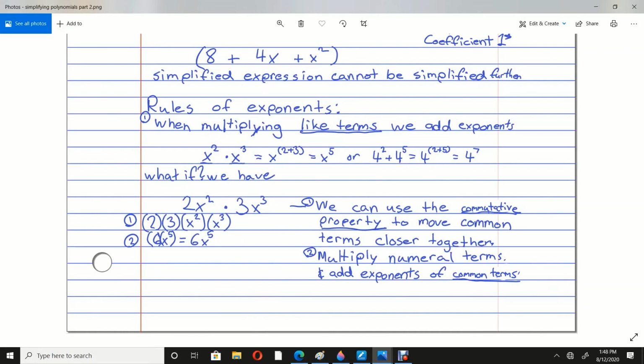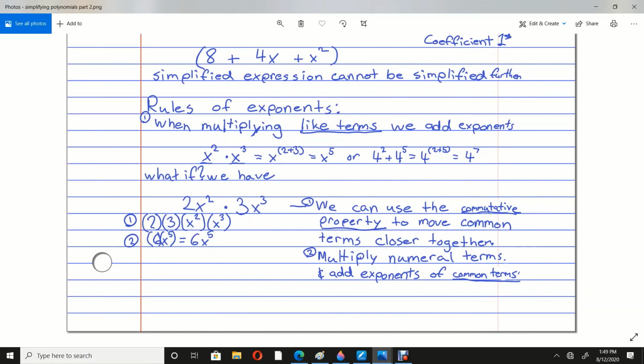All right. But what if we have 2x squared times 3x cubed? What can we do? We're multiplying here, so we can use the commutative property to move common terms close together. There's a dot separating these things, but again, it's one monomial because everything's being multiplied. So we can put our coefficients together. We're going to multiply 2 times 3, and we're going to multiply x squared times x to the third power.